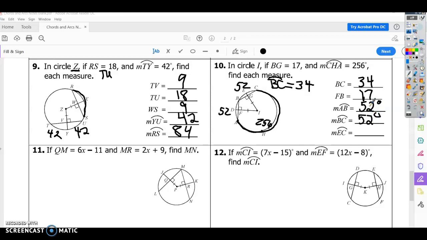And the measure of EC. So EC is going to be half of the 52. Half of 52 is 26 degrees. All right, again, these are easy to check because you know that your entire circle has to equal 360. So if you do 52 plus 52 plus 256, you will get 360.